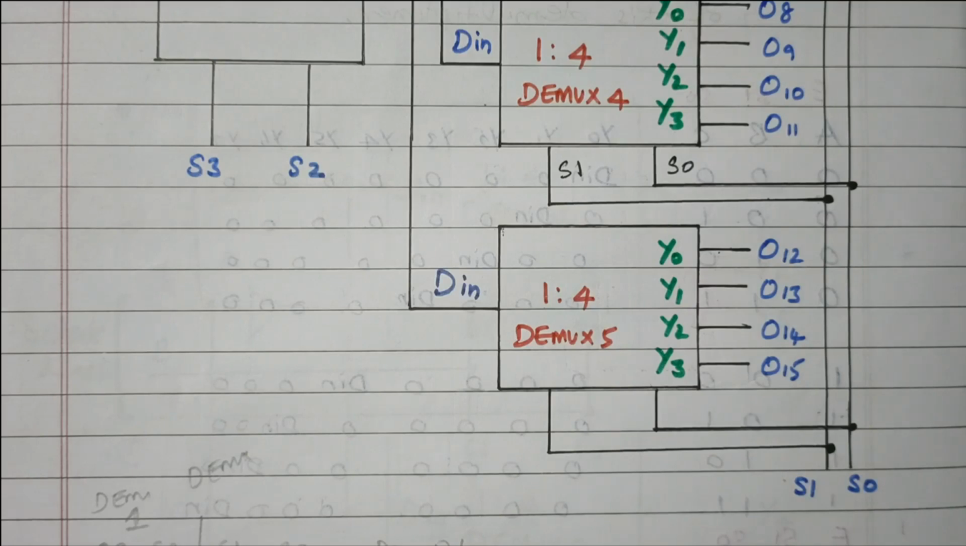That is controlled by one more dmux, 1:4 dmux. That dmux is controlled by selection lines S3 and S2. These 4 dmux are controlled by the selection lines S0 and S1, right? So that we are getting 16 different outputs. Now we'll refer to the truth table so that we are able to understand clearly.